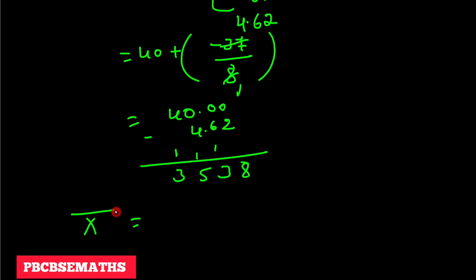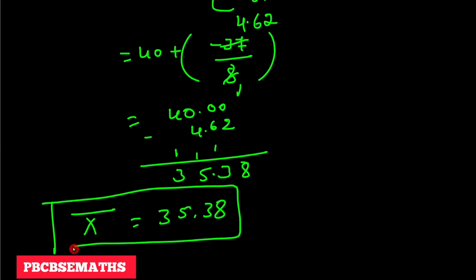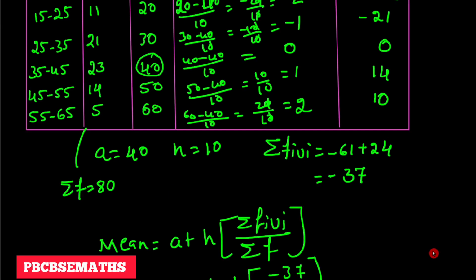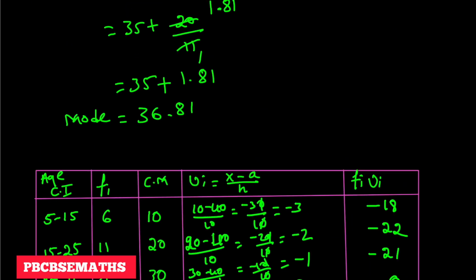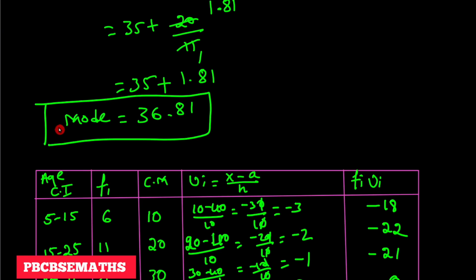So the value of x bar is equal to 35.38. That is the mean of this given data, and the mode of this given data is 36.81. So this is our solution.